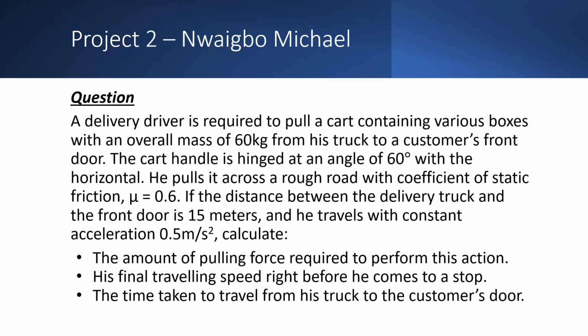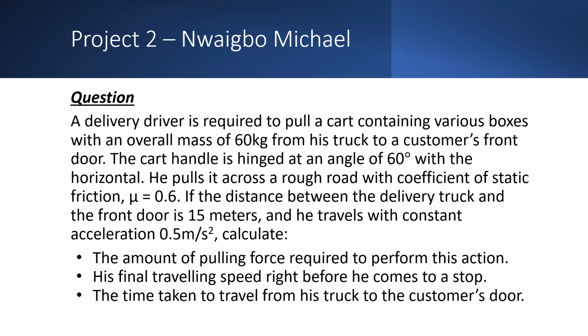The cart handle is hinged at an angle of 60 degrees with the horizontal. He pulls it across a rough road with a coefficient of static friction mu equals 0.6. If the distance between the delivery truck and the front door is 15 meters and it travels with constant acceleration of 0.5 meters per second squared, calculate A.